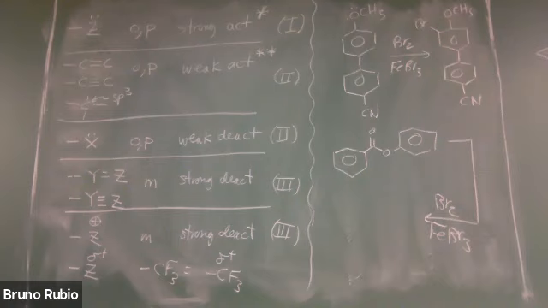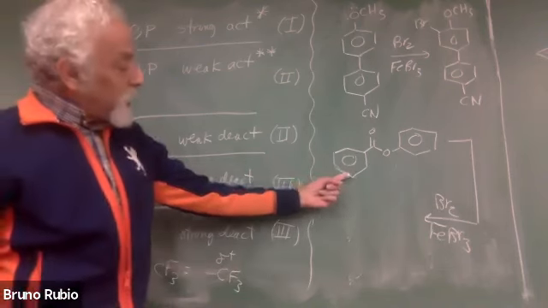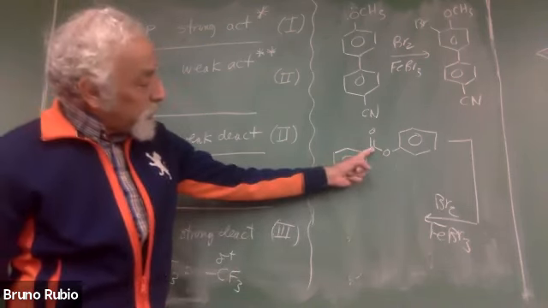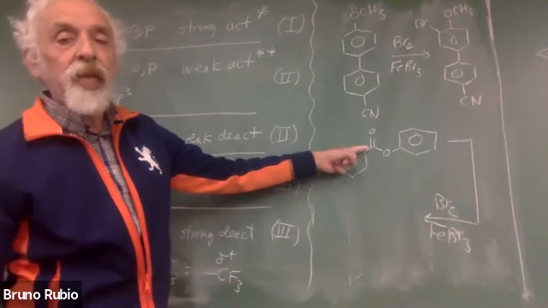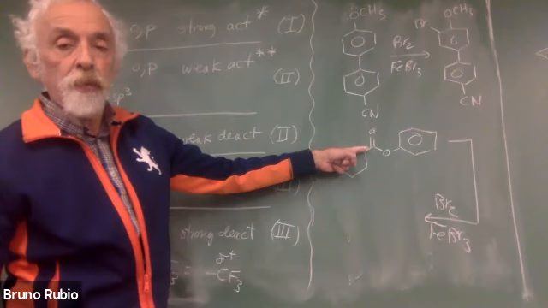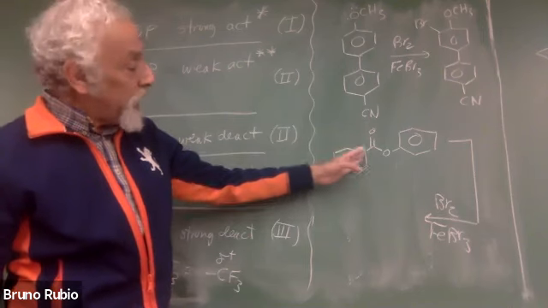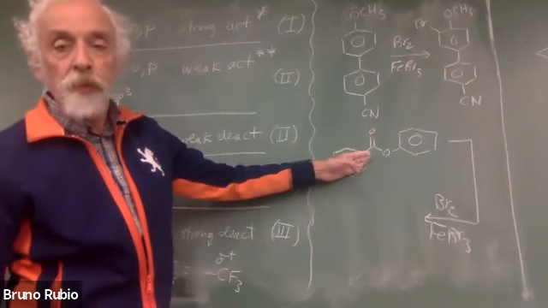So are you thinking about that? Which ring's going to get it? The one on the left or the one on the right? Oh, it's going to be the one on the right because this guy here, the atom directly bonded to the benzene ring, is part of a multiple bond, but that's not a carbon-carbon multiple bond. This is a carbon-oxygen multiple bond.